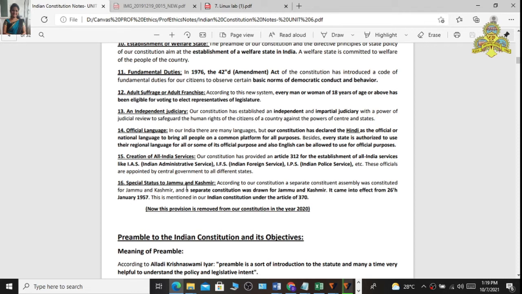The 16th one is the special status to Jammu and Kashmir. Now this provision has been removed. Okay, this provision has been taken back. So in the exam, no need to write this provision.